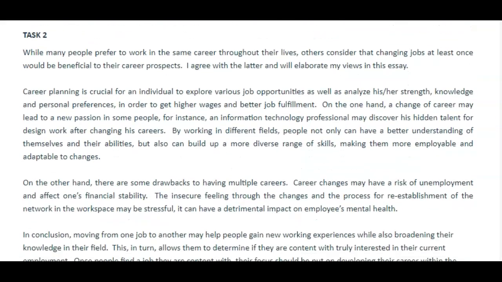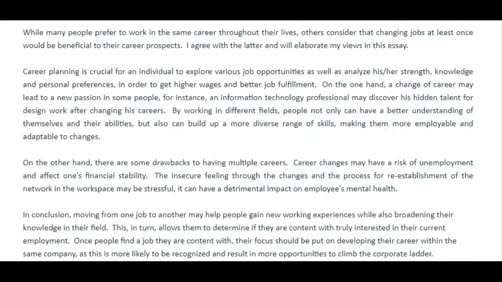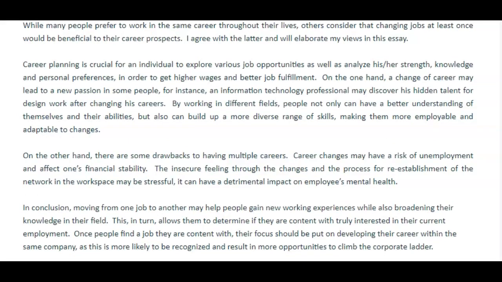All right, let's take a look at your task 2 about switching jobs. Let's see. While many people prefer to work in the same career throughout their lives, others consider that changing jobs at least once would be beneficial to their career prospects. I agree with the latter and will elaborate my views in this essay. Fine, no problems. Career planning is crucial for an individual to explore various job opportunities as well as analyze her strength, knowledge, and personal preferences in order to get higher wages and better job fulfillment. Okay, I don't understand how career planning fits in with this, but let's see what you say.